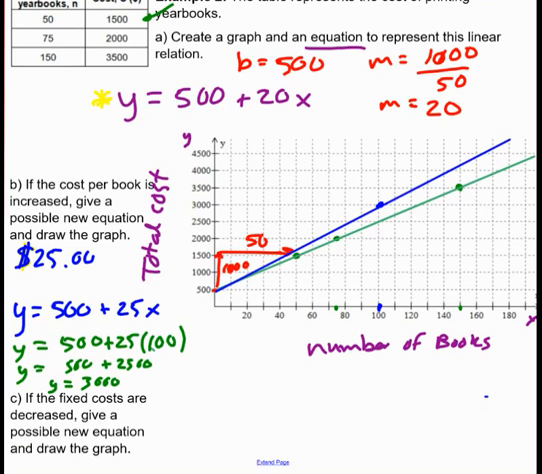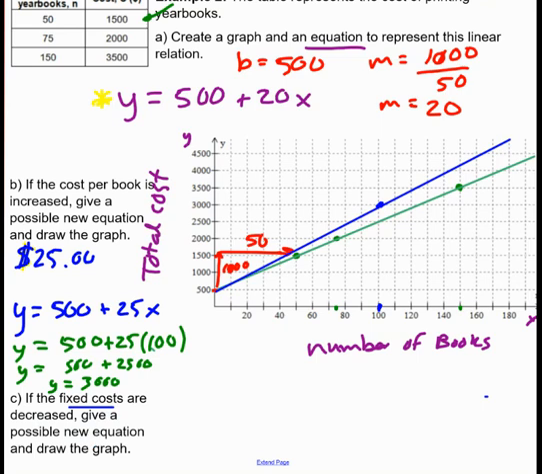All right. So let's look at what if we changed the vertical intercept? We changed the fixed cost. What if it decreased? What if we made it 0? We didn't even have to pay the upfront cost to build the yearbook. Well, it's not actually saying that. So we're only changing the fixed cost is decreased. Give a possible new equation.